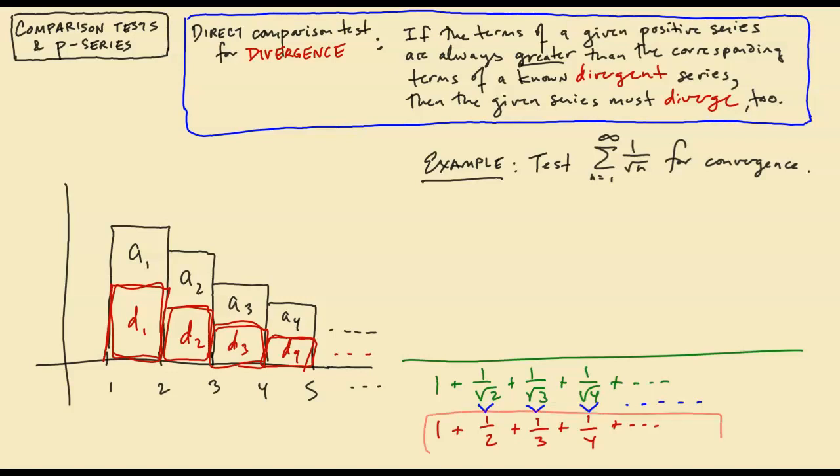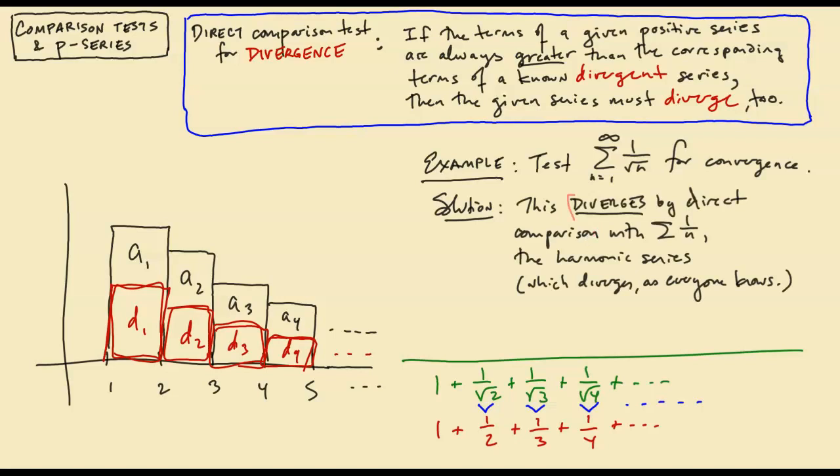Here's a divergent series, and here is a series whose terms are always riding above it. That means since this one goes to infinity, this one must go to infinity as well. That's it. But we don't stop here. We need to write up our solution so that others can follow our reasoning. This diverges by direct comparison.